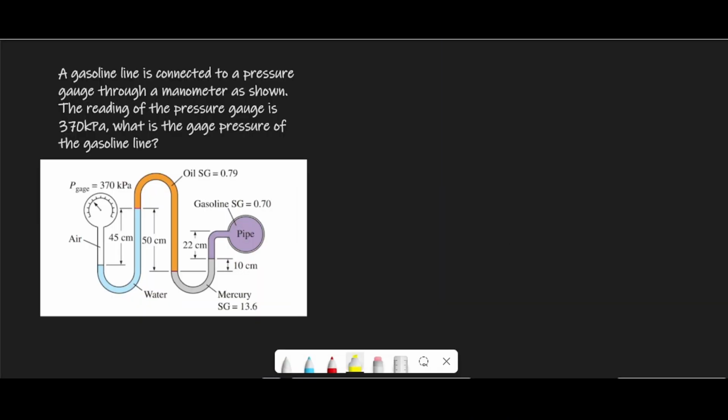What's up, everybody? Let's cut the fat and jump right in. This is a manometer problem that gives us the pressure of the gauge on the left and asks for the gauge pressure of the gasoline pipe connected on the right.